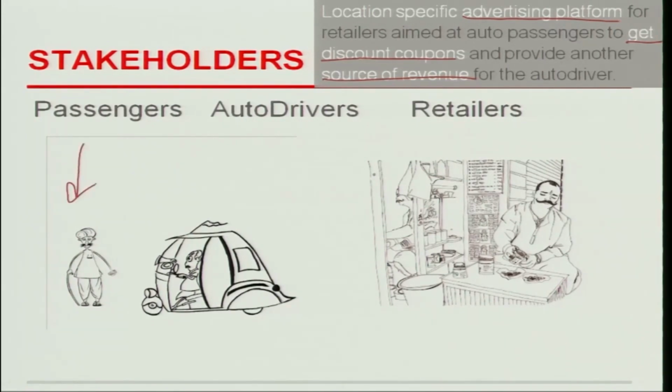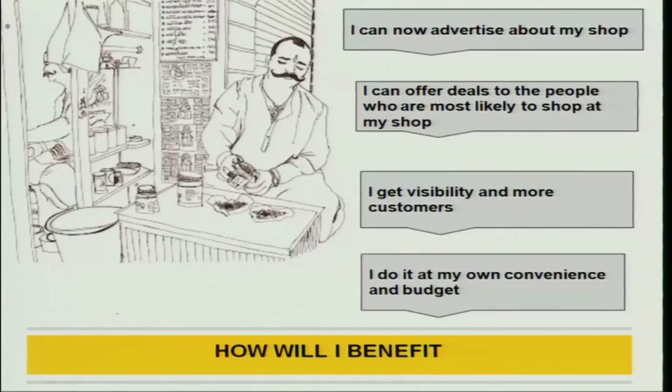So there's your passenger, there's the auto driver, and there's your retailer, right? So we want to service, and through our research, through our analysis and everything, we have understood the needs and criteria, motivations, goals of each of these stakeholders. And we have created a statement that tries to service each of these people, right? So this is the analysis that we're going through at this stage on the design concept we had created.